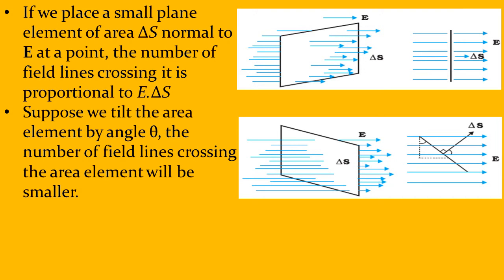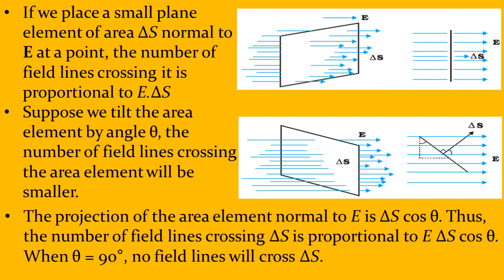Suppose I tilt this area element. Instead of keeping it perpendicular to the electric field, I tilt it. Then the number of field lines passing through this area element will be less. The projection of this area element normal to E is delta S, the area, into cos theta, the angle that it is making with the normal.